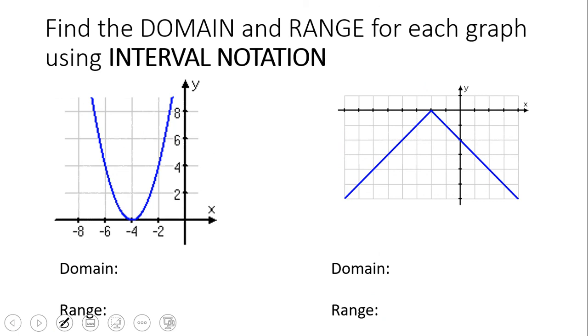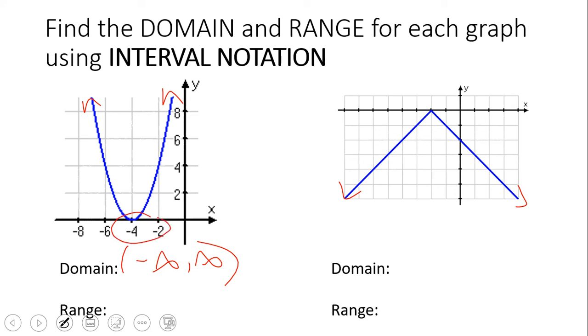Two more, and these graphs should look familiar, but now we're talking domain and range. So domain is left to right. Again, arrows are implied if there are no open circles and closed circles. So domain is left to right. Because there's no clear beginning and no clear end, that means everybody is invited to the party and it's an all real number situation. Range is a little different.